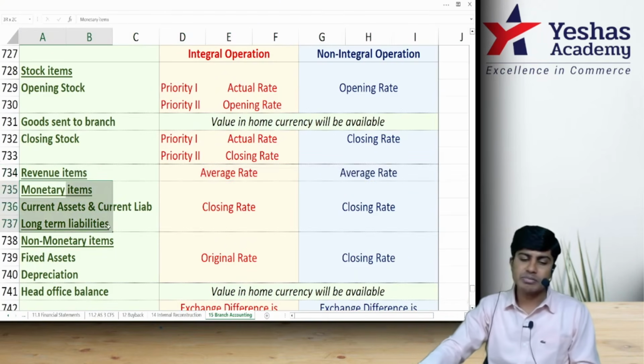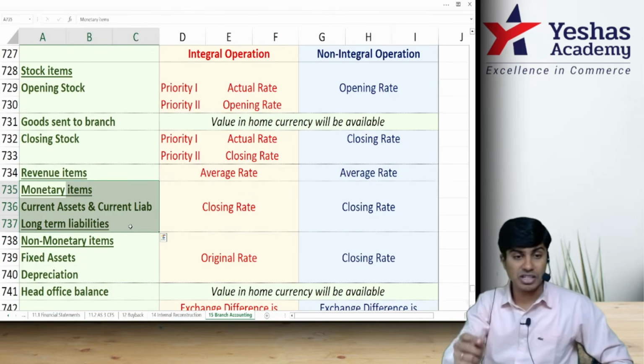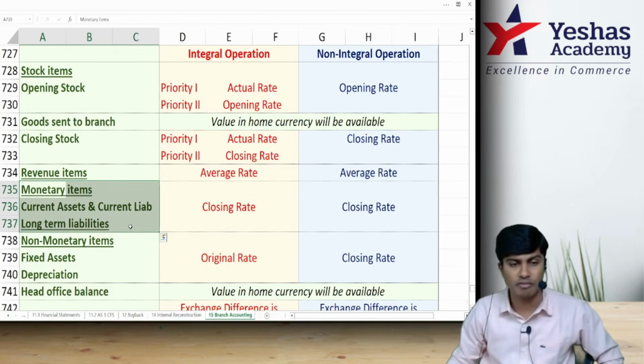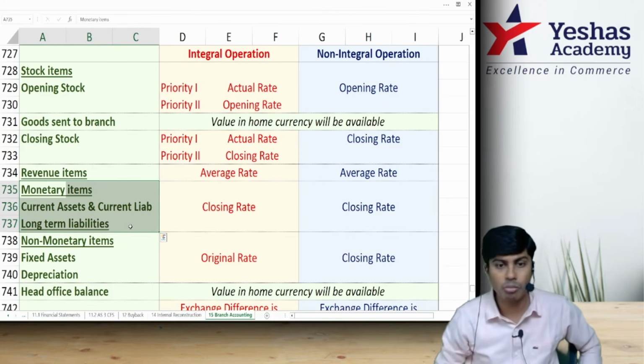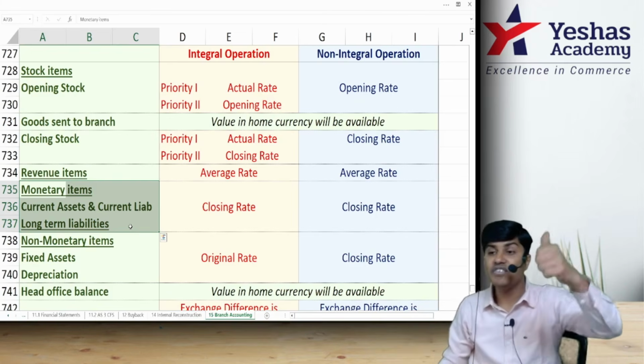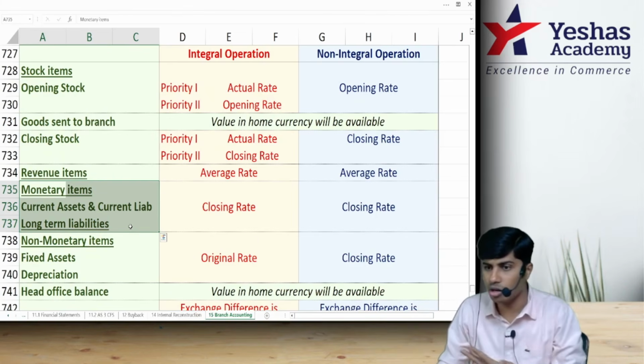And monetary items and non-monetary. What do you mean by monetary items? Items which can be expressed in fixed and determinable amounts of money. For example, cash, debtors, creditors, loan, borrowing are all monetary items. What are non-monetary? Fixed assets, investments, inventory, all of these are non-monetary.